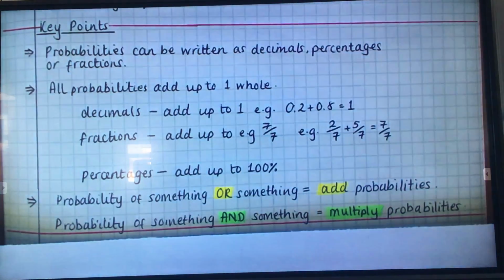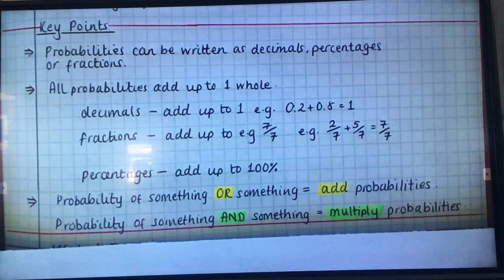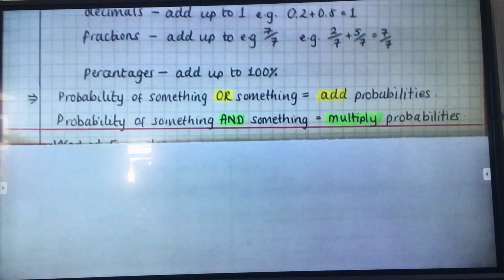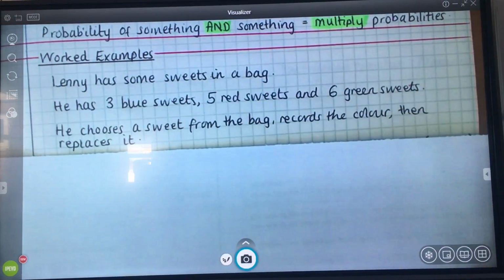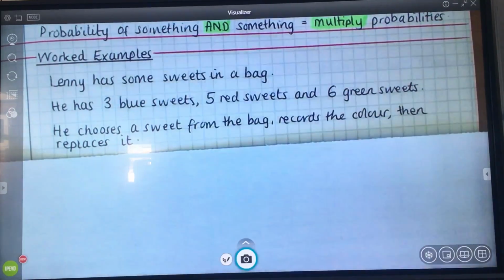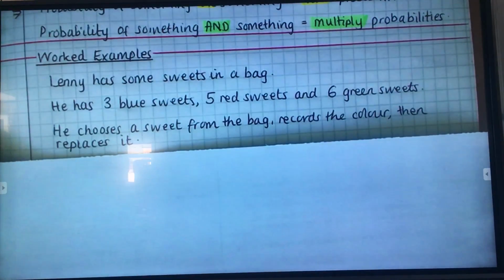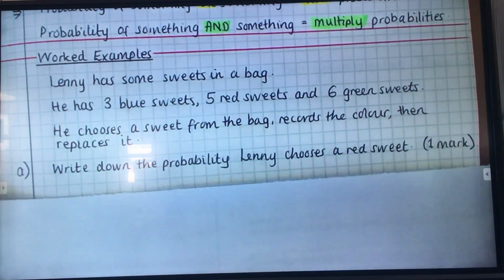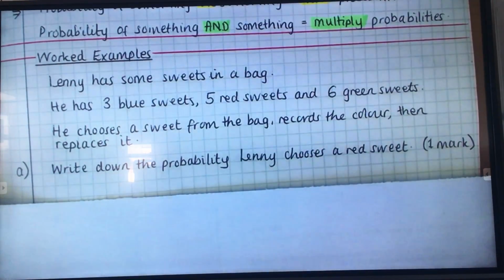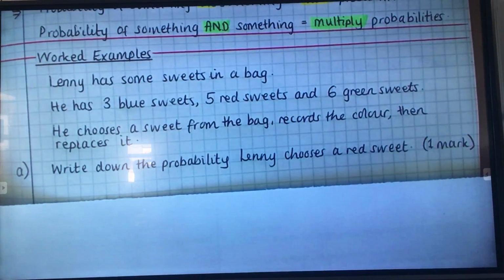Okay, for our worked example then, we'll look at this question together. So, the question says, Lenny has some sweets in a bag. He has 3 blue, 5 red and 6 green. He chooses a sweet from the bag, records the colour, then replaces it. Now, part A of this question is quite straightforward. Write down the probability that Lenny chooses a red sweet.